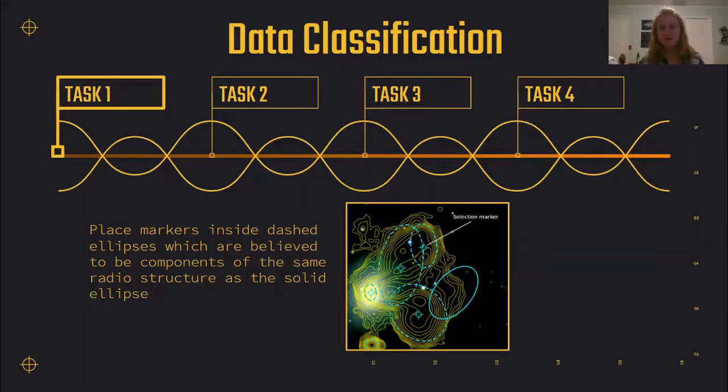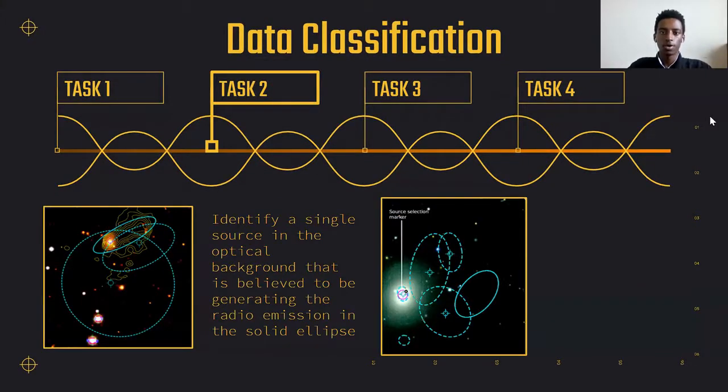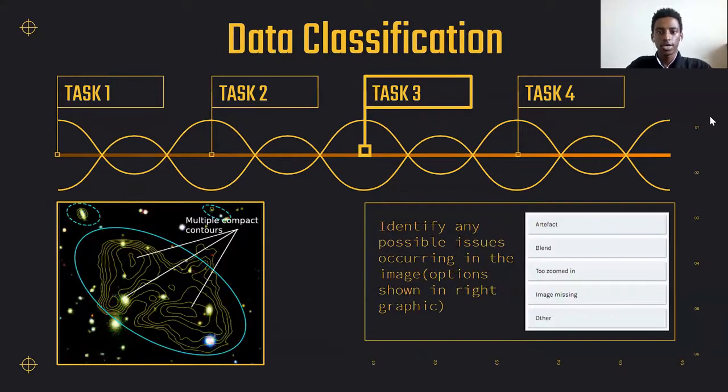The first step was to figure out which of the dashed ellipses we believe were components of the single solid ellipse, and we just placed a single marker in each one, as seen in the image below. For task 2, from the optical image background, we are looking to find the source of the radio emission structure that is circled by the solid blue ellipse, labeling that source with a pink marker. For task 3, the Zooniverse users point out any of the possible problems that they may observe in a given image, and we will show examples of these problems in the next slide.